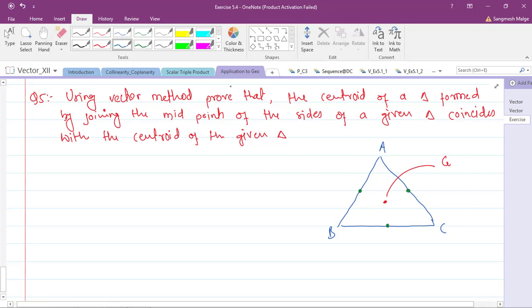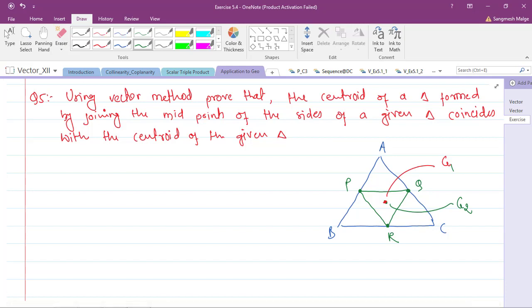Now after taking the midpoints, you will have one more triangle formed with the help of these midpoints. Let's name these P, Q and R. Its centroid will also be at the same place, as they are saying. Let's call this G1 and this G2. What we have to show is that G1 and G2 are the same; they coincide with each other. The centroid of the original triangle and the centroid of the triangle formed by the midpoints of its sides are the same point. So how do we prove this using the vector method?